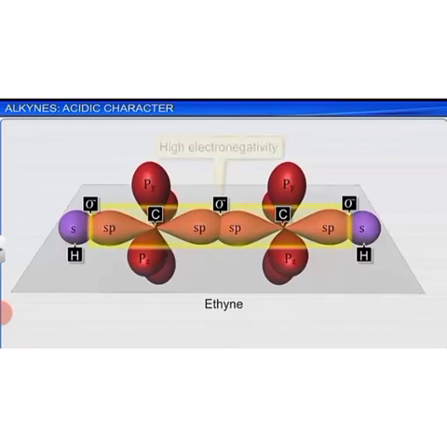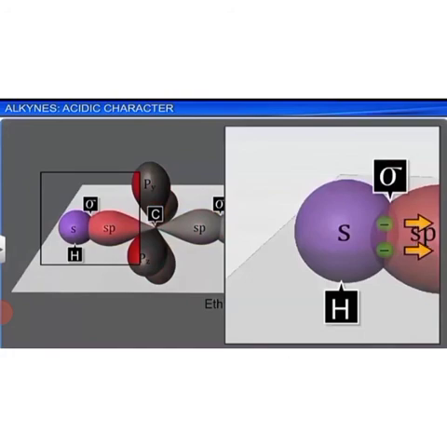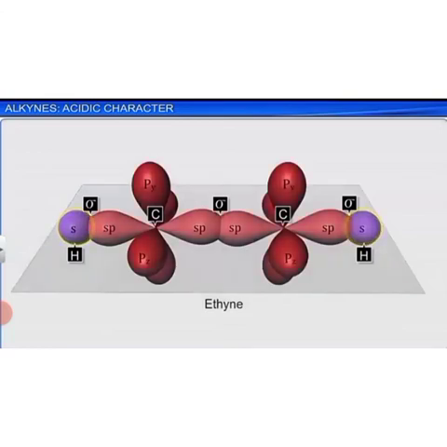These electronegative orbitals attract the shared electron pair of the carbon-hydrogen bond towards the carbon of ethyne to a greater extent than the sp2 and sp3 hybridized orbitals of carbon in ethene and ethane. Therefore, the hydrogen atoms in ethyne can be liberated easily as protons. This makes the hydrogen atoms of ethyne, which are attached to the triply bonded carbon atom, acidic in nature.